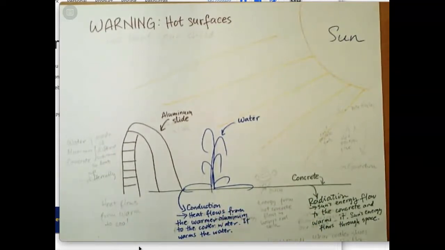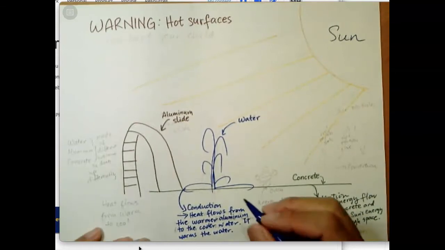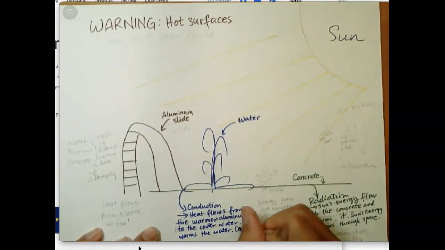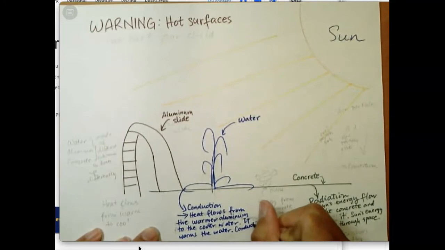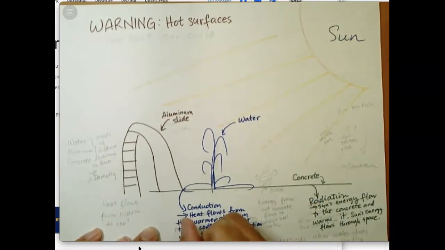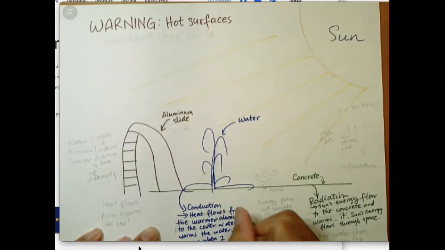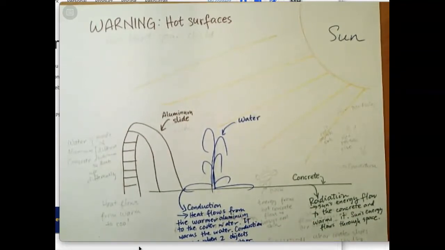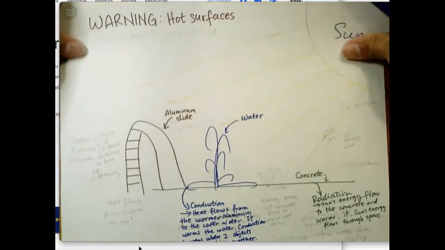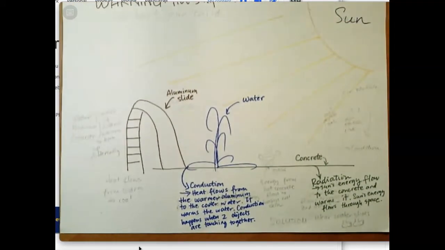Okay, we know that conduction is two objects touching together. Conduction happens when two objects are touching together. Okay? Now, show that one up. There you go. Now I'm going to show convection.